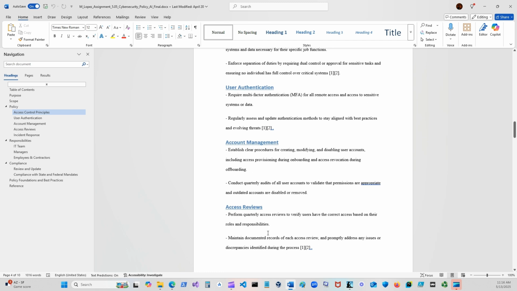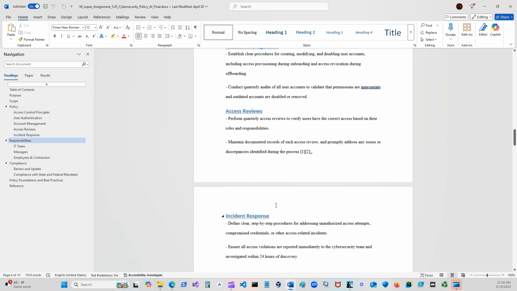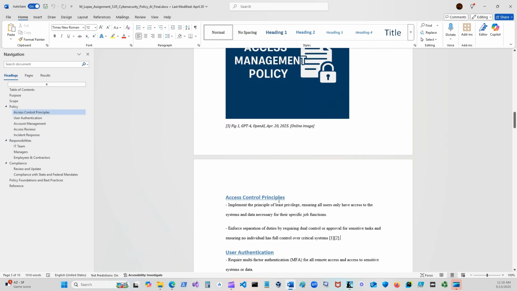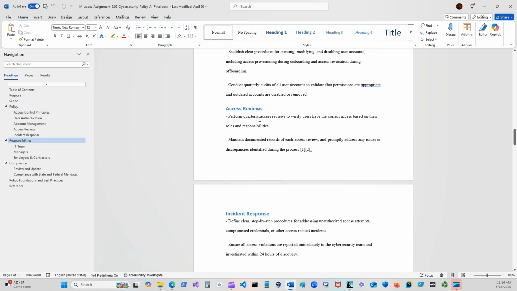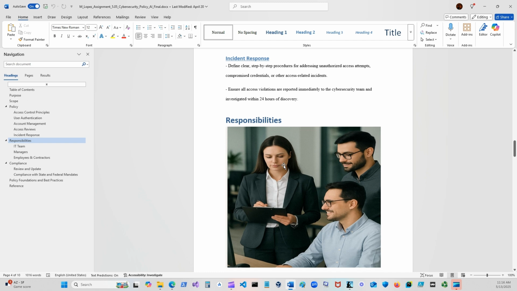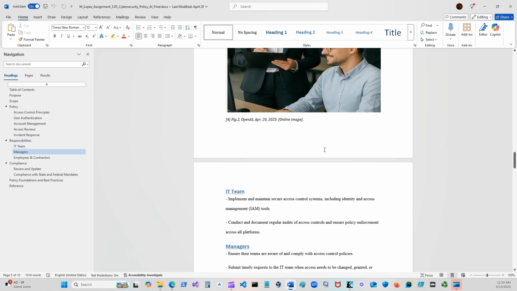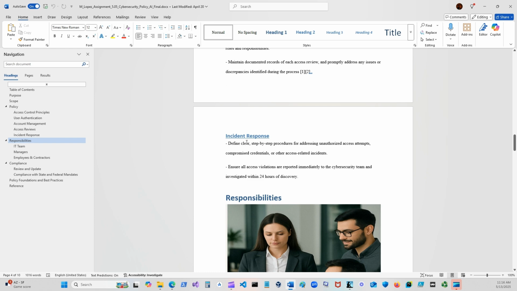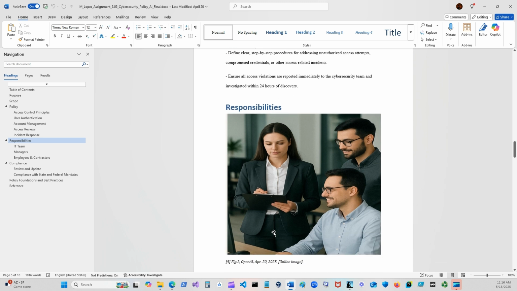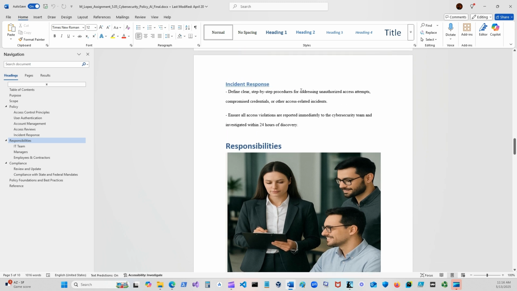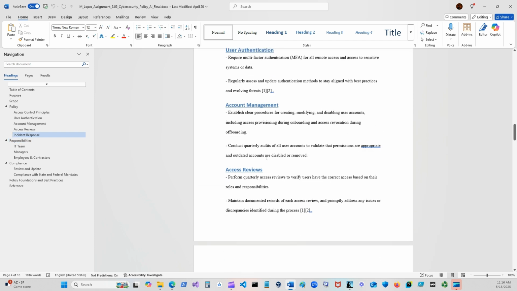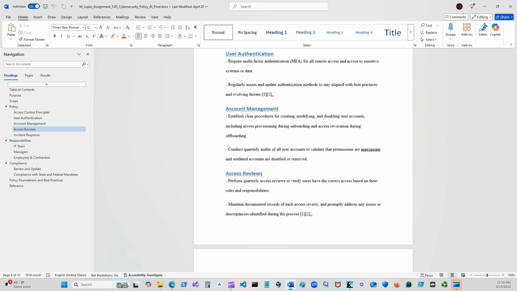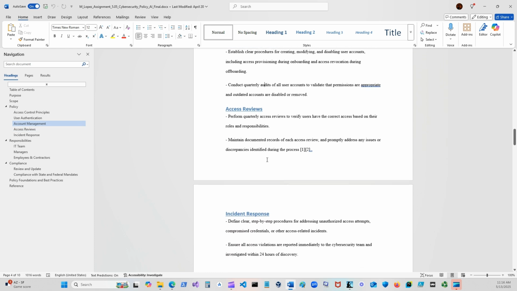So this is all policies that we're setting up, just the policy at the highest level. This is access management, and I put account management, access reviews, incident response, and responsibilities. I used ChatGPT just to give me the structure of the page. I did not use ChatGPT to give me these answers or do it for me. I did my own research on all this, and I've got the proof to back that up, rough drafts and all that stuff.